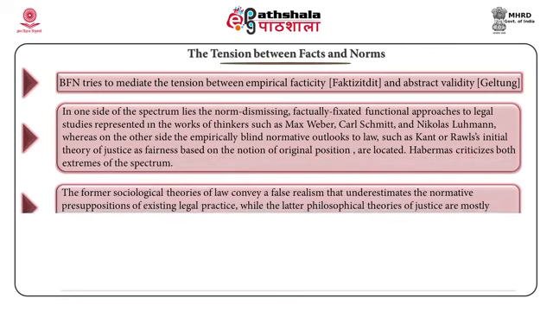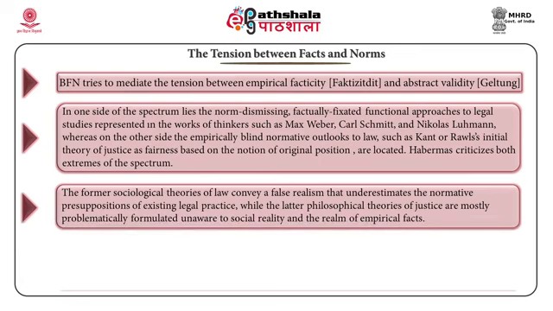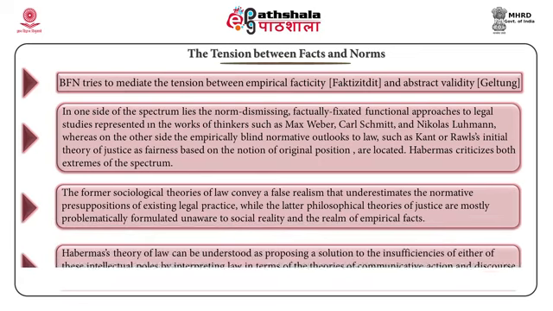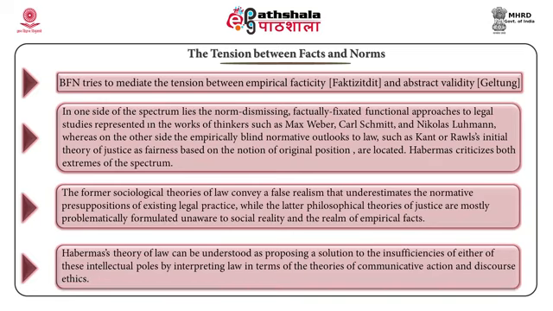As suggested in the title, Between Facts and Norms attempts to mediate the tension between empirical facticity, in German called Faktizität, and abstract validity, in German called Geltung. Now, this Geltung is being translated as norm. Habermas discusses contemporary expressions of each of these aspects of legal theory from both the German and the Anglo-American traditions.